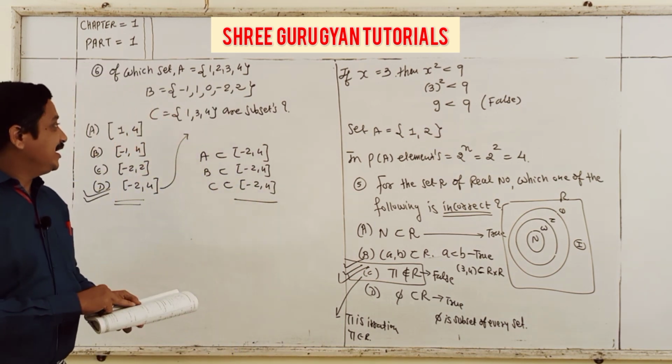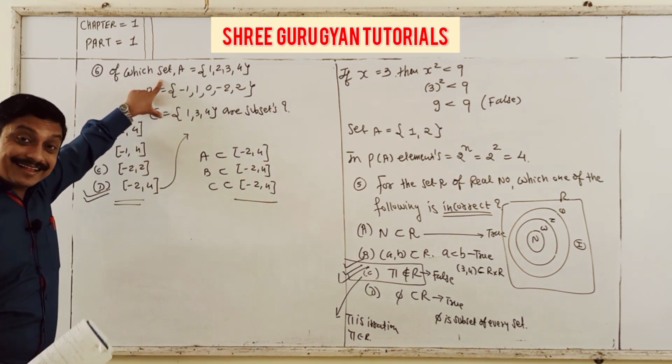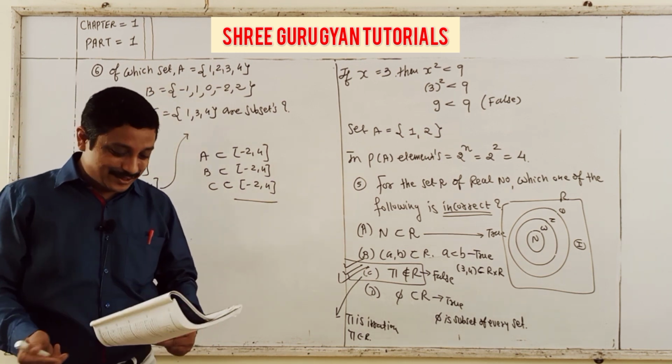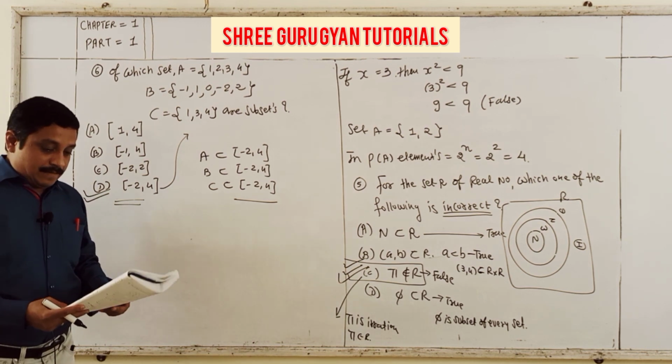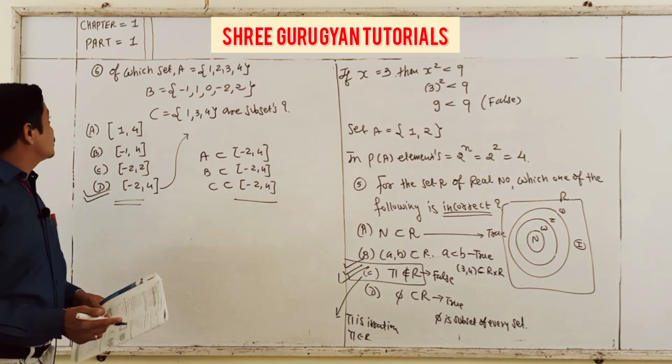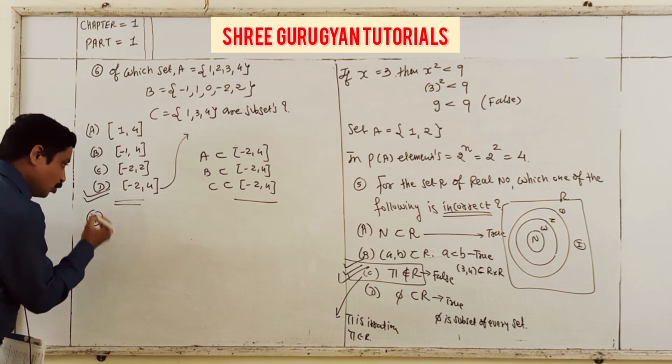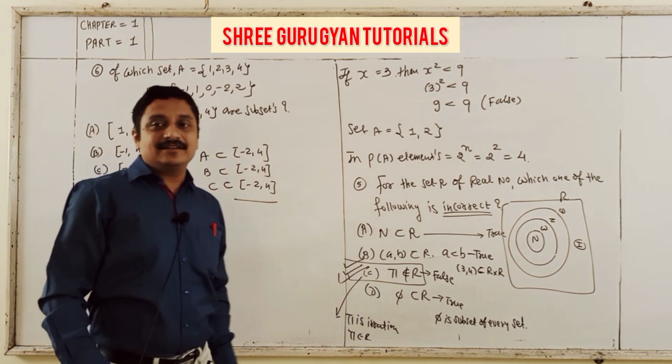According to the following, A, B, C, all are the subsets of which parts? The given intervals. Okay, students. Now moving toward the next question. Seventh, also important for the board exam, either your exam.